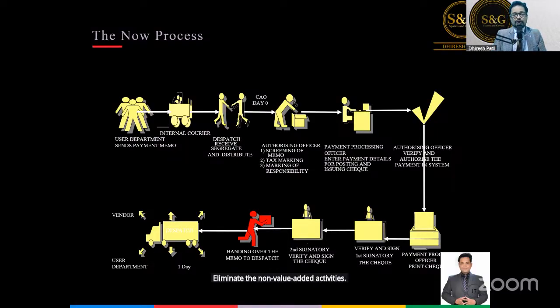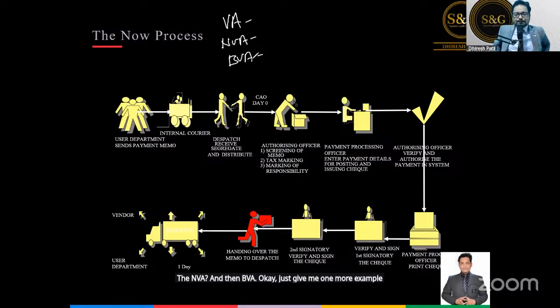Are you clear? Now in the chat, give me one VA, one BVA and one NVA activity in your process. Type in the chat box quickly. Just write VA, then NVA, and then BVA. Just give me one example quickly. That will give me the confidence that you have understood the concept.